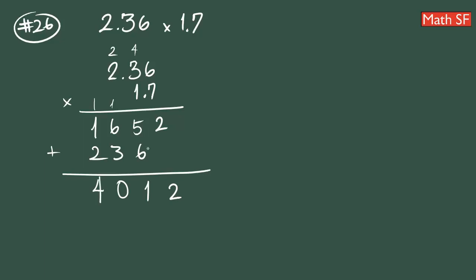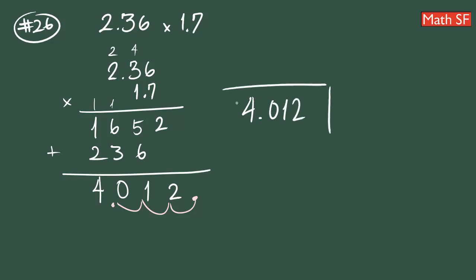Now the final step is to count how many decimals we have in total. Here's 1, 2, and here's 1 extra, so we have a total of 3 decimal places. So we're going to move this 1, 2, 3. Therefore our answer is 4.012, or 4 wholes and 12 thousandths.